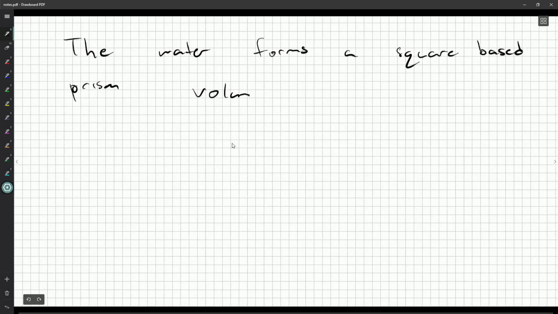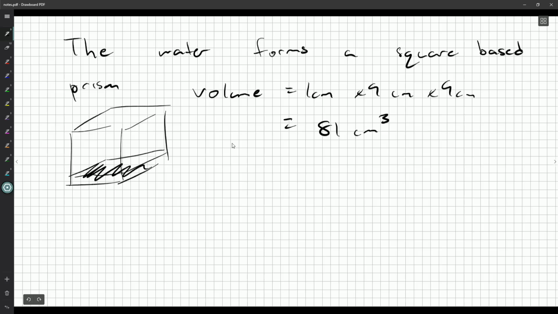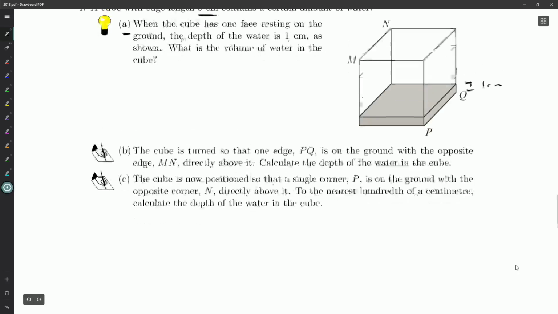So the volume is the 1 centimeter height, and then it's 9 centimeters by 9 centimeters because it's a cube. Okay, so that's 81 centimeters cubed. That's the volume of the water. We just need this final answer, but we have shown our work because it's a light bulb question, and that's usually what I do. I show a little bit of work.